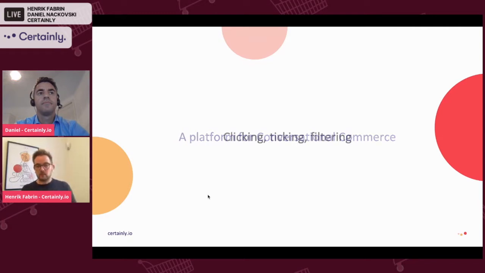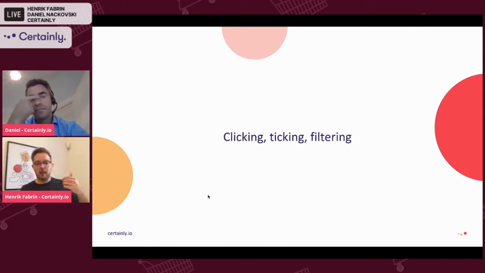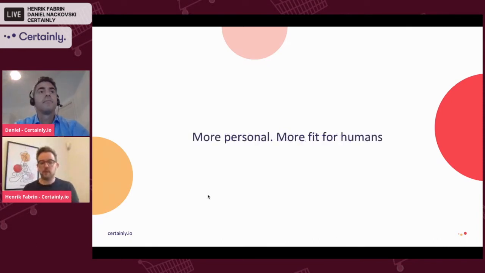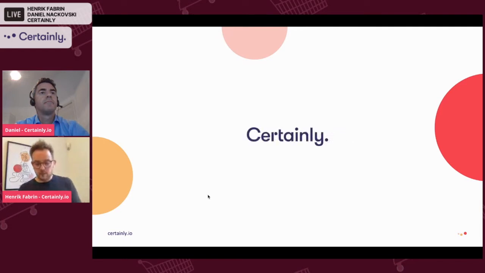And what it also means is a step forward from the endless clicking, ticking, filtering, scrolling to something that's more conversational, an experience that's more personal and more fit for humans and how we are wired to interact. So the question we're trying to answer is, is e-commerce changing? And we believe the answer is certainly, hence the name.